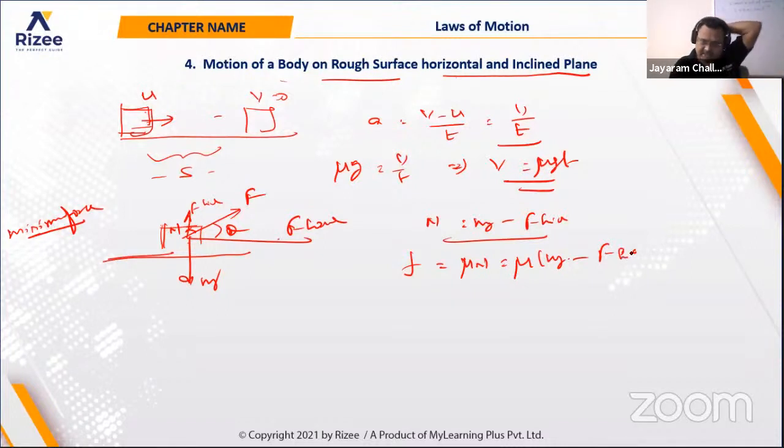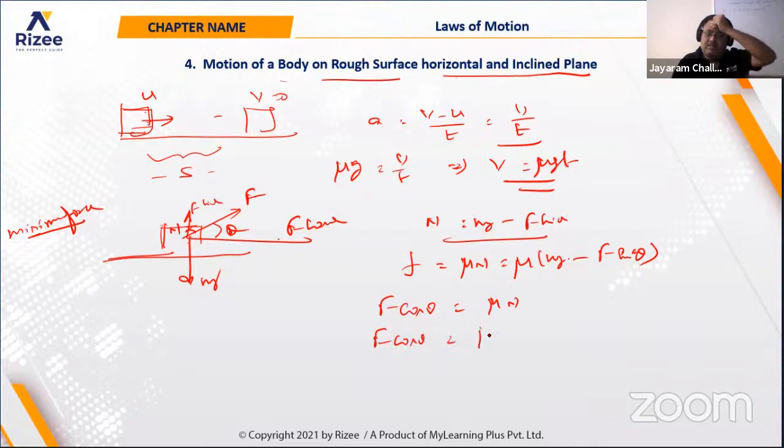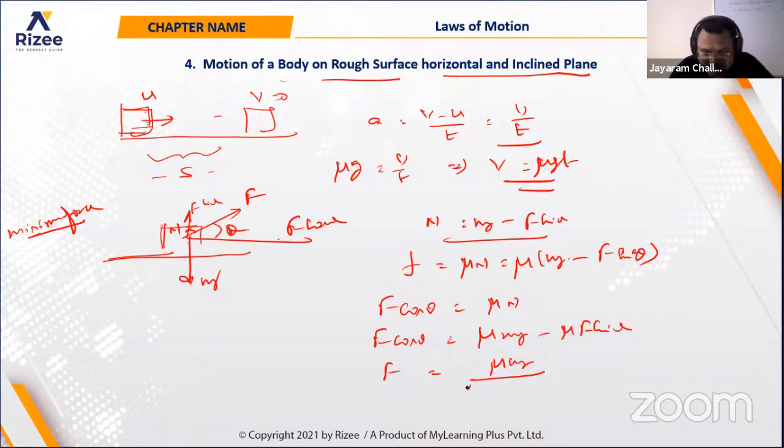The applied force F cos theta is equal to mu into the normal reaction, that is F cos theta is equal to mu into (mg minus F sin theta). From this, F can be obtained as F equals mu mg divided by (cos theta plus mu sin theta). Okay, so this is your minimum force required to pull a block. These types of questions can be asked, please.